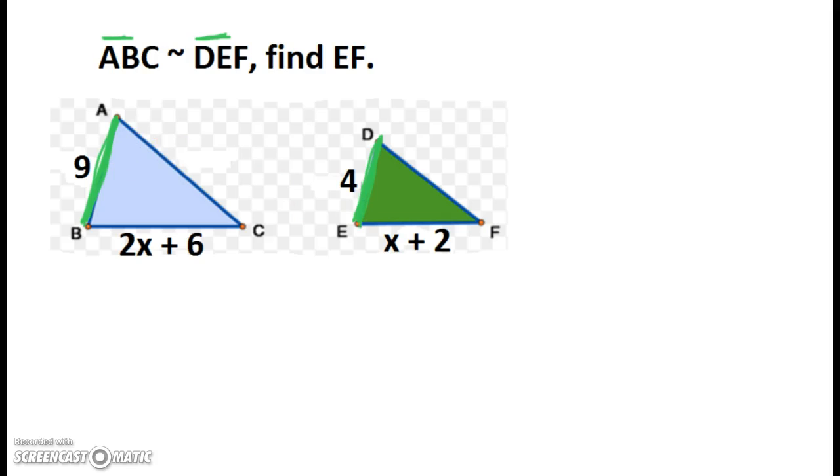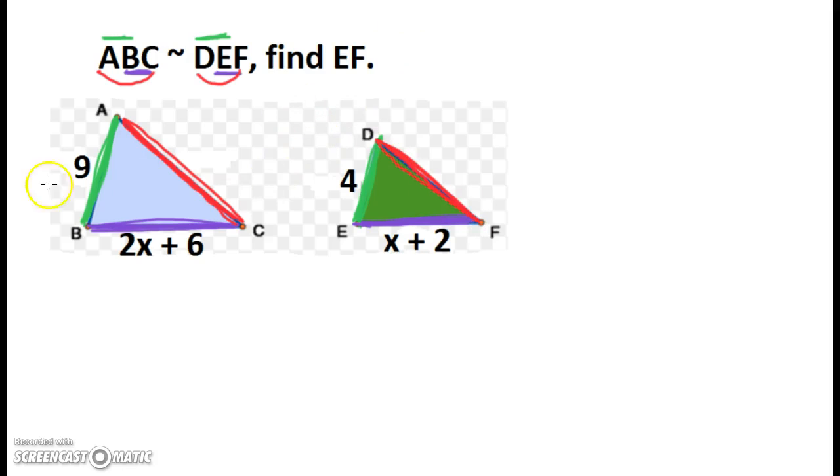All right, and then BC is the second two letters here, and EF is the second two letters here. So BC, this side that I'm coloring purple down here, needs to go with EF, this side I'm coloring purple down here. And the last one, the first letter and the last letter, AC and DF. So AC, this side, needs to go with DF, this side.